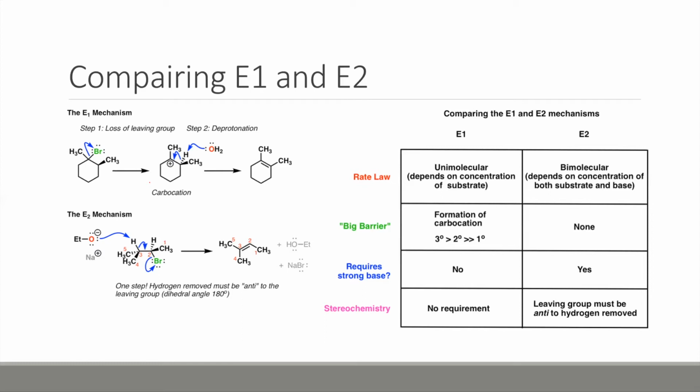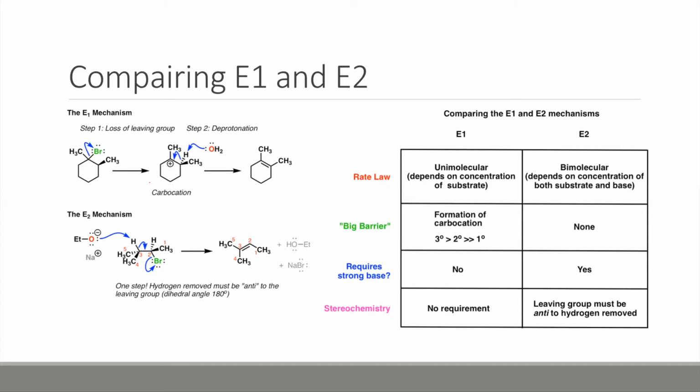The big barrier for an E1 reaction is going to be, again, formation of the carbocation. So you're going to see that tertiary carbocations and tertiary starting reactants are going to react faster than secondary and then primary, where primary is generally not going to react by an E1 mechanism. E2 does not have a similar big barrier.